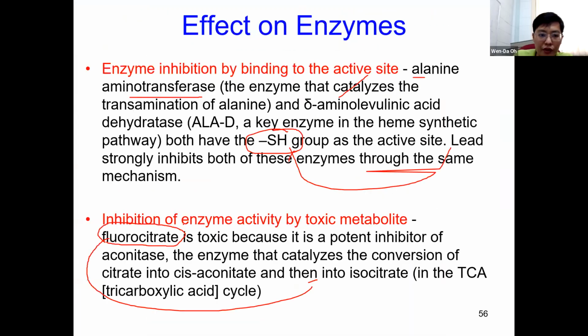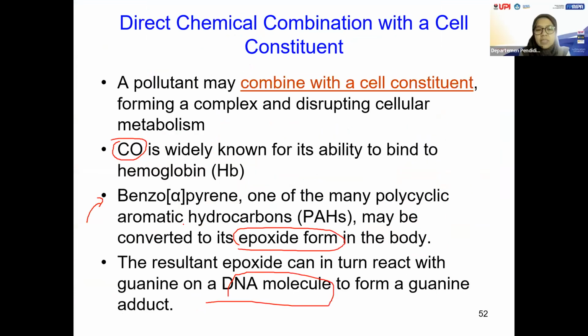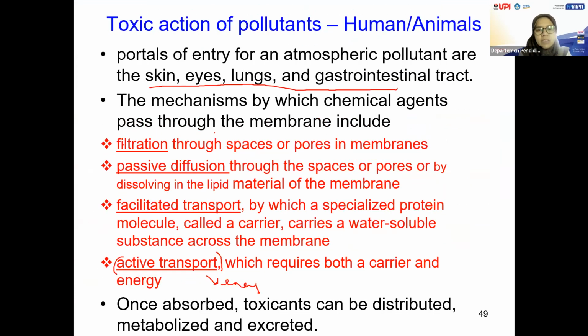Okay, so you're talking about this. It really depends on the type of toxicants. We talk about the transport of chemical agents across the membrane. These steps are not just for toxicant transport. They are also the transport of nutrients to our cell, transport of hormones to our cell, and transport of any chemicals in and out of our cell.